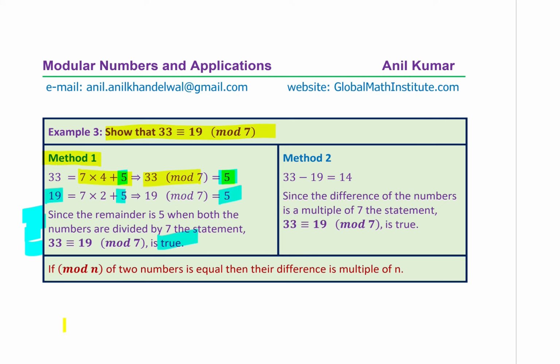There's a reason for that. The reason is we have a second method and it is based on the difference of the two numbers. So we're talking about 33 and 19 mod 7. Let us find the difference between 33 and 19. Well, the difference is 14. Since 14 is a multiple of 7, right? It is an integer multiple of 7, 7 times 2. So since the difference of the numbers is a multiple of 7, the statement 33 congruent 19 mod 7 is true, correct? So that is how we show it.